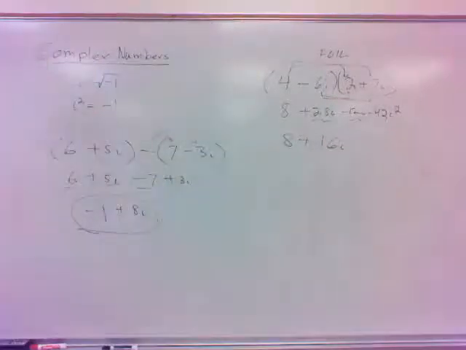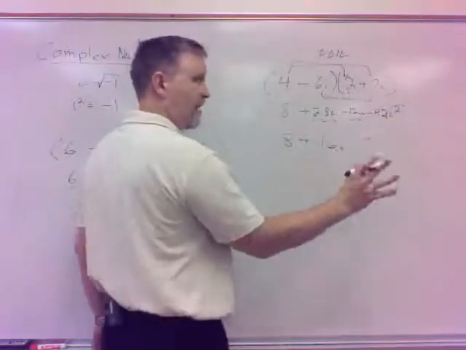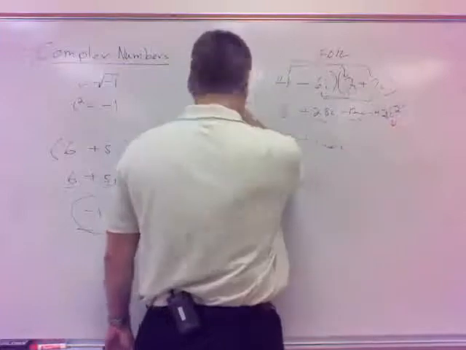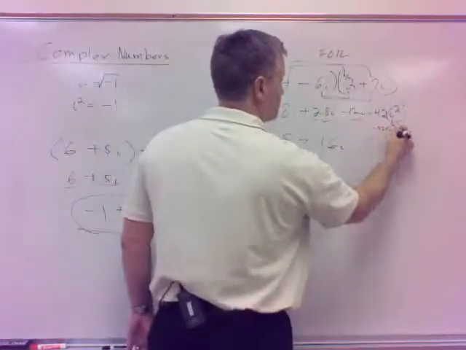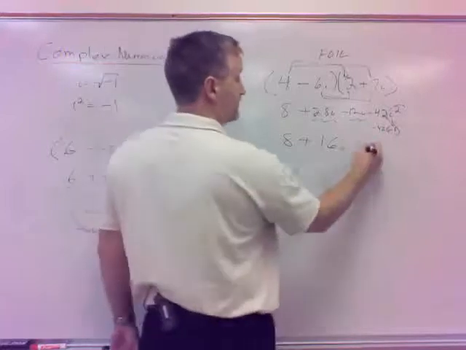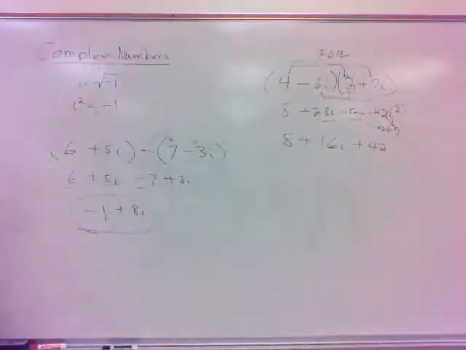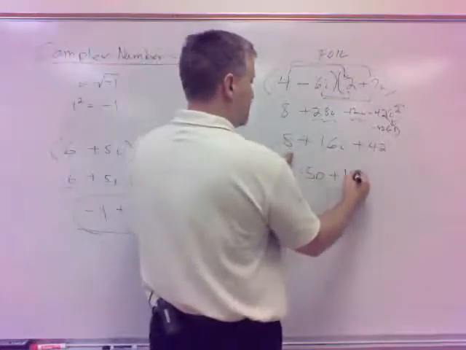What about that on the end? Well, there's our i squared. Note here, I didn't change the i. It's not i that you change. It's i squared that you change to be negative 1. So you have negative 42 times negative 1 there. So that's plus 42 there on the end because it's got the i squared. I squared, you want to change it to negative 1. So now we've got 8 and 42, that's 50 plus 16i.